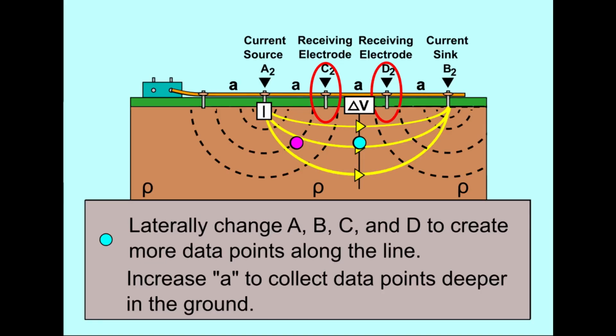To collect data points deeper in the ground than what's shown here, you need to increase the electrode spacing. Make A equal 2 meters instead of 1 meter for a deeper data point. Then make it 3 meters for an even deeper data point, and so on. Collecting these individual data points won't give you the final resistivity image of the ground, though.